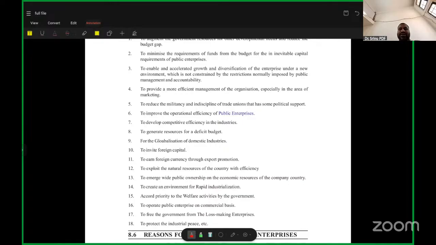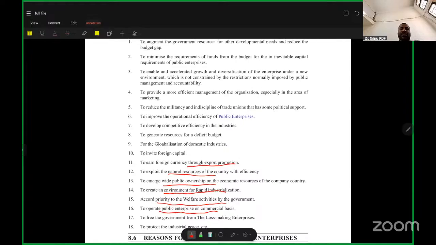To generate resources for the deficit budget, for the globalization of domestic industries, to invite foreign capital, to earn foreign currency through export promotion, to explore natural resources, to emerge as worldwide public ownership, to create the environment for rapid industrialization, to prioritize welfare in an active government, and to operate public enterprises on a commercial basis.